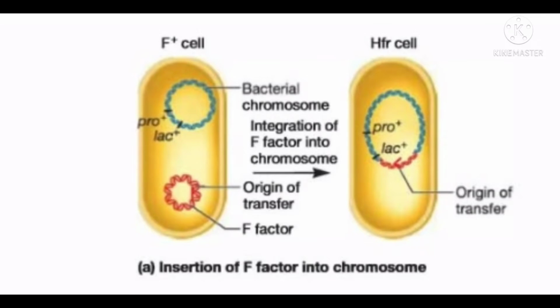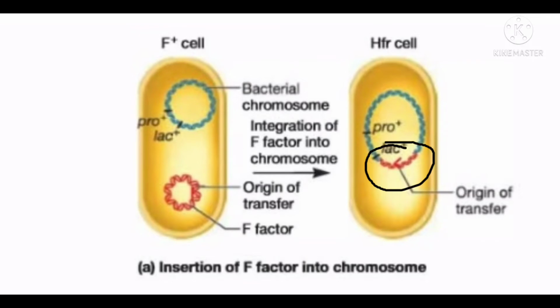The structure of the F factor we have already studied in our previous class. It contains an origin of transfer, the Ori T site, from where the rolling circle replication actually begins. So in the next image there is an Hfr cell. In the Hfr cell you can see the blue colored main bacterial chromosome which contains the proline plus and lac plus genes. In addition to that, our red colored plasmid gets integrated into the main bacterial chromosome.